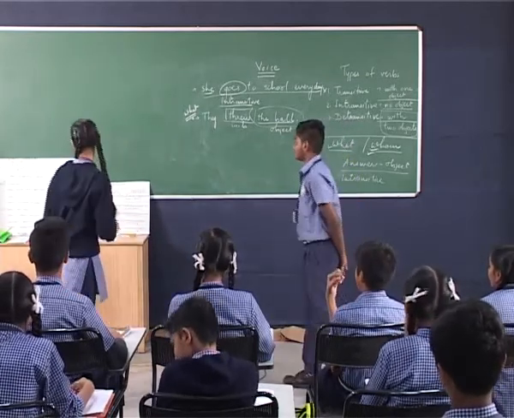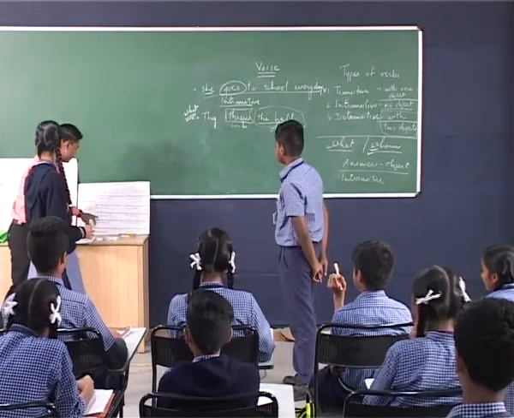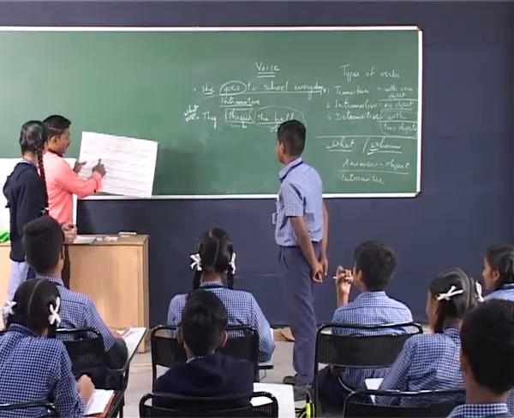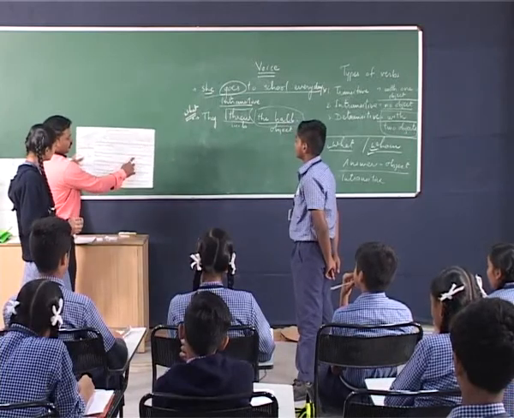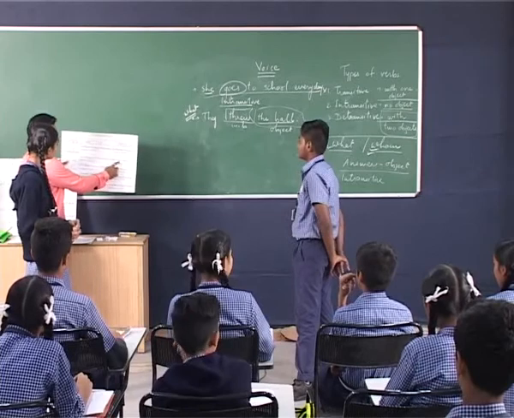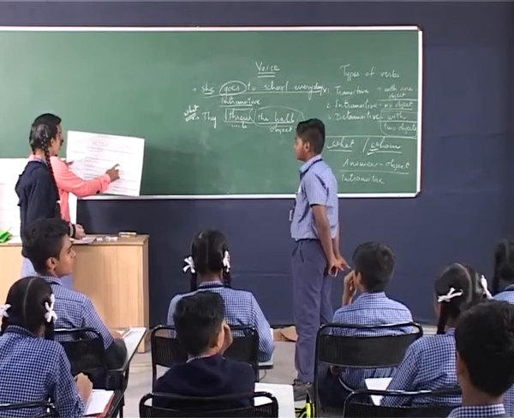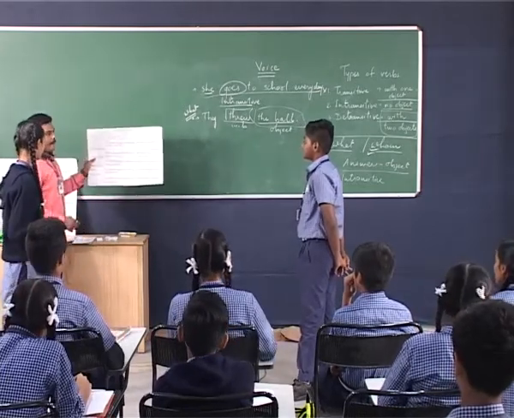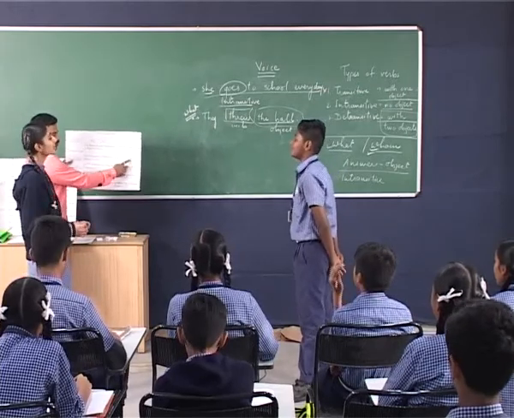Let us see the interrogative sentence. Did he operate the computer? We are supposed to see the object. What is the object here? Computer. Is it singular or plural? Singular. So what to use, either was or were? Was. So was.